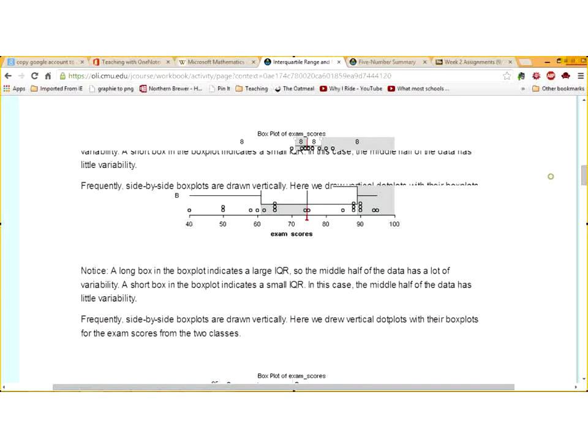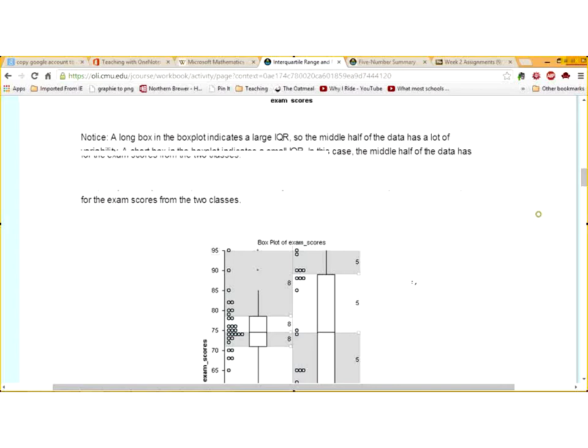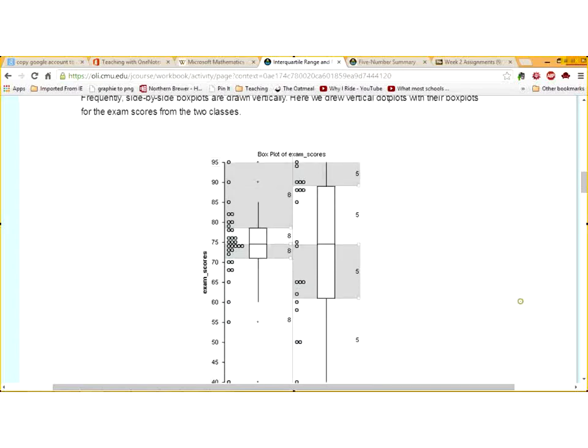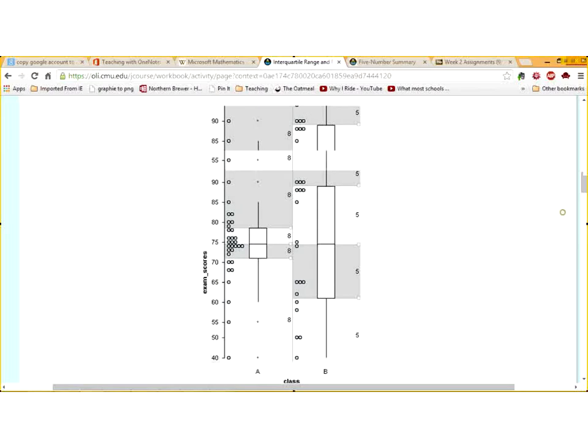And so these are what we call side-by-side box plots. It's a way to compare the distributions. Sometimes we draw them vertically instead of horizontally, but it's the same picture, just put vertically.